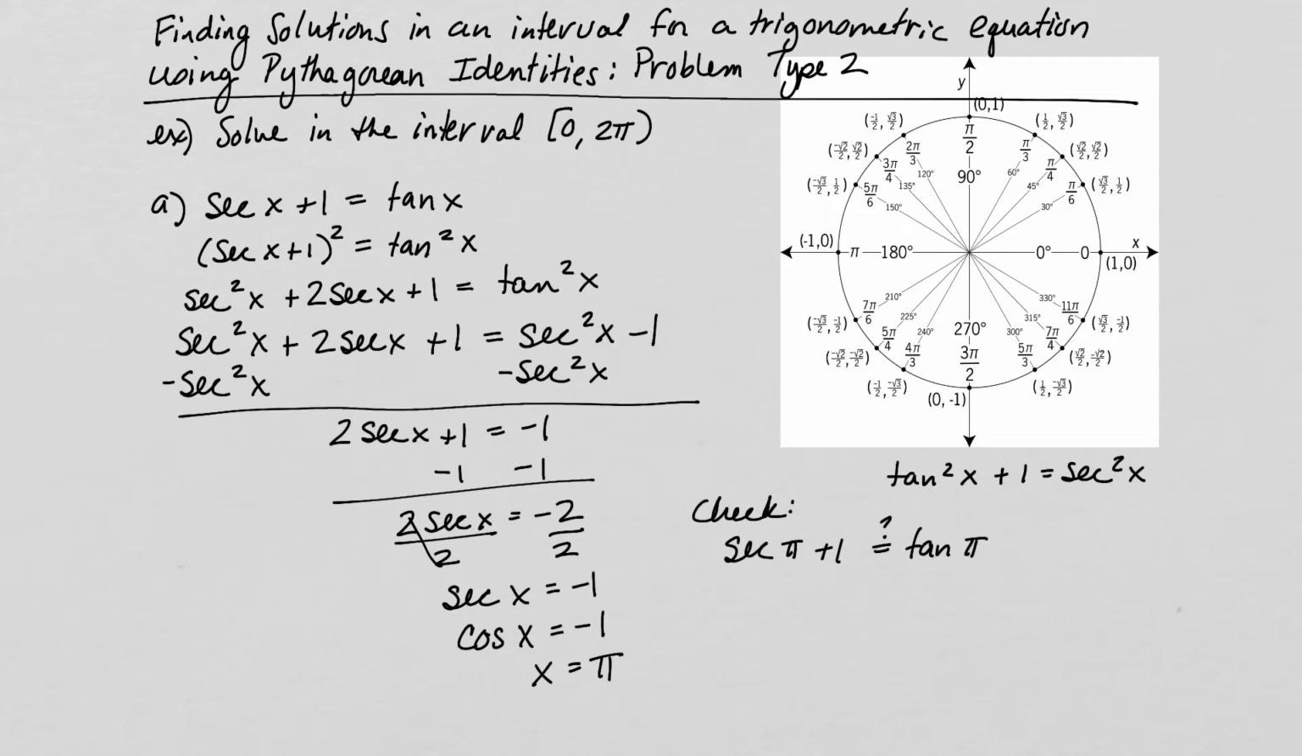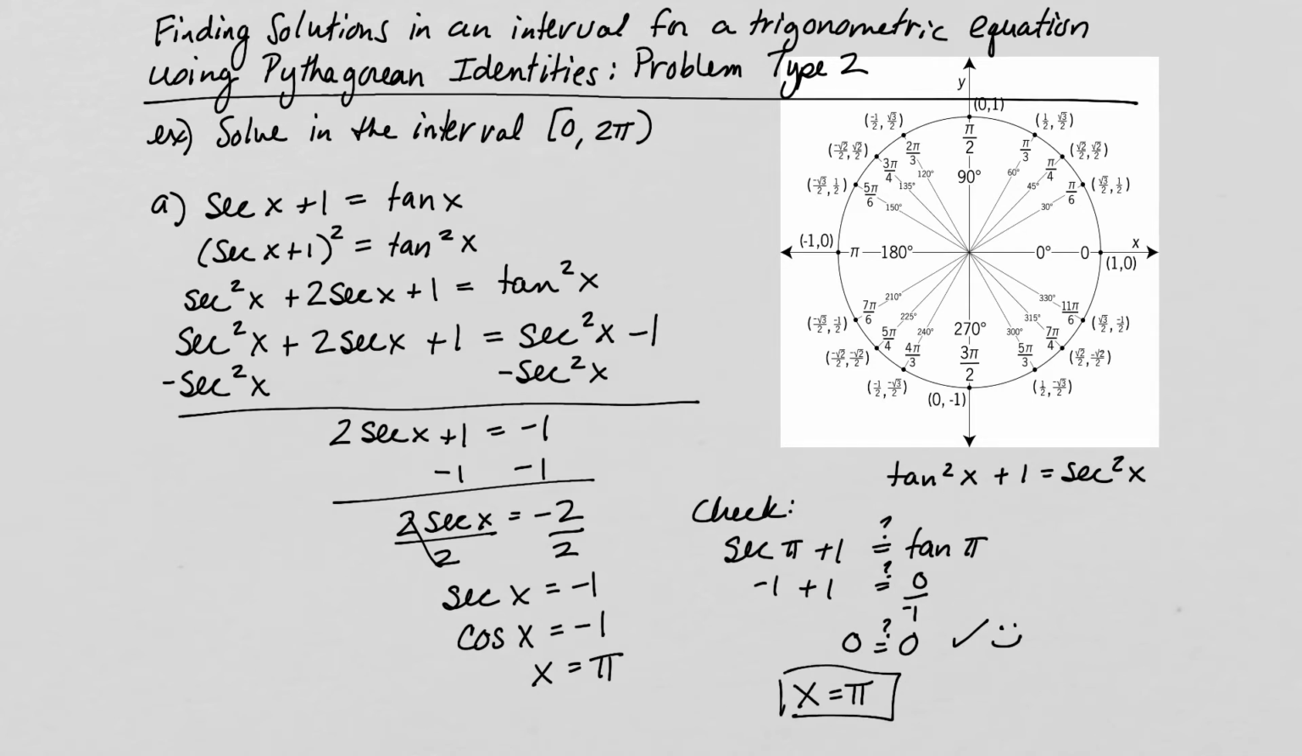And so if I check that out, the secant of pi is negative 1. So it's negative 1 plus 1. Is that actually equal to the tangent of pi? And the tangent of pi is 0 divided by negative 1. So is 0 equal to 0? Yes, it actually is. So in this case, we do have that one answer, x equals pi.